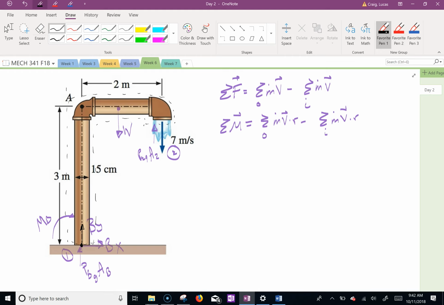All right, so this will help you for the homework. Let's now figure out what the moment at A would be. So we're going to sum the moment at A. So we have m dot v times r out minus summation of m dot v r in.